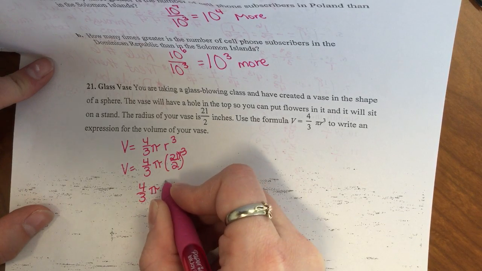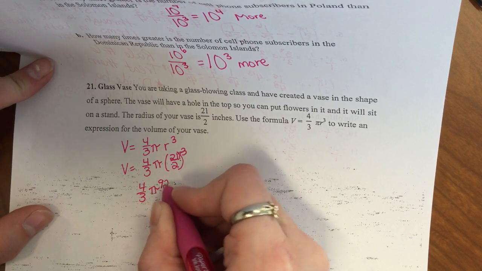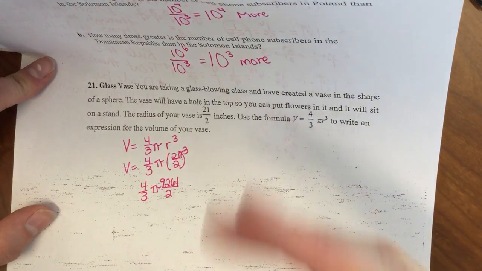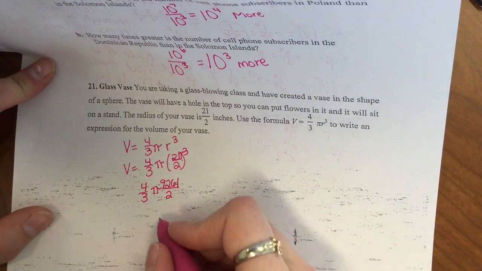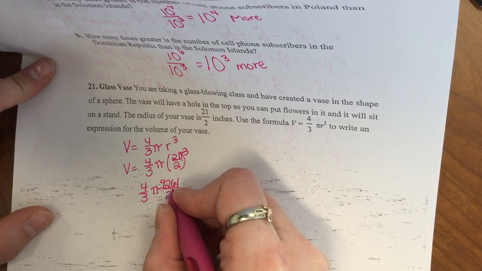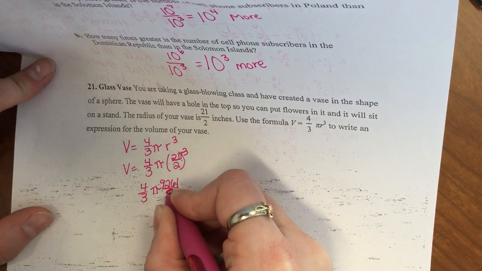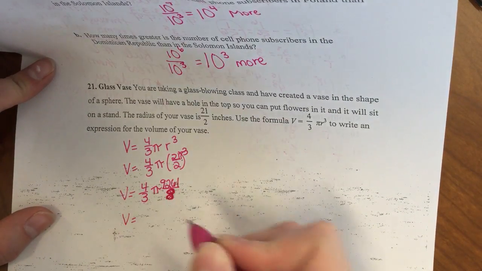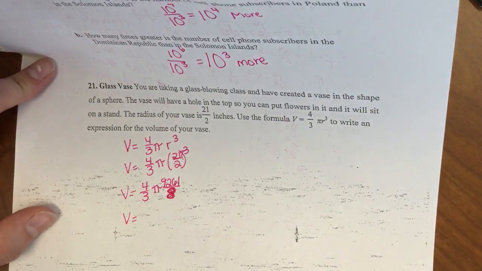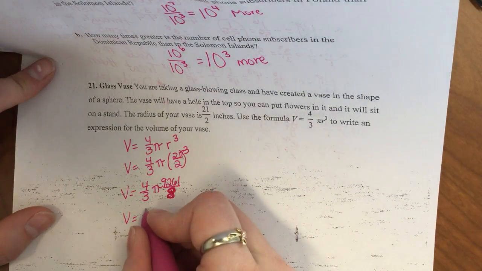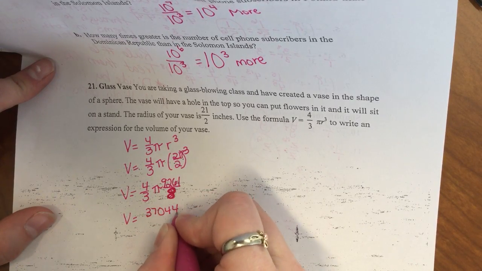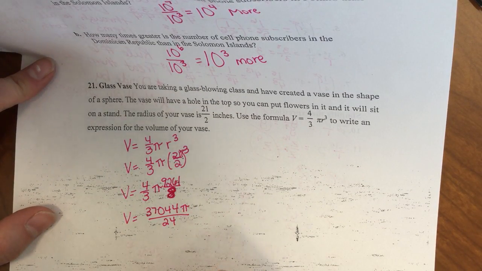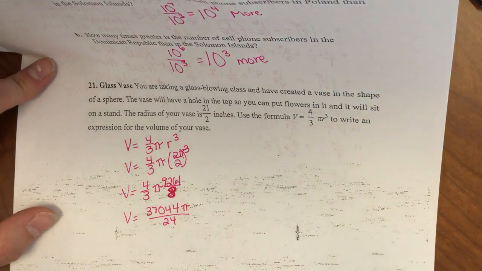4/3 pi to the 9,261 over 2. Okay, I did that by 21 times 21 times 21. Oh, 2 cubed, which is 8. Why did I not simplify that one right away too? Oh my goodness, losing my mind. Okay, now I'm going to multiply through, and I get 37,044 pi over 24.